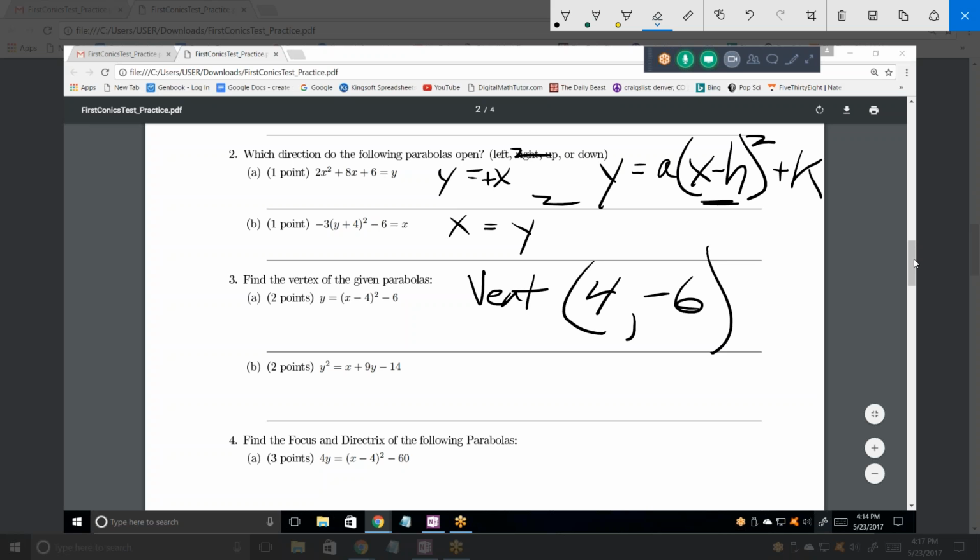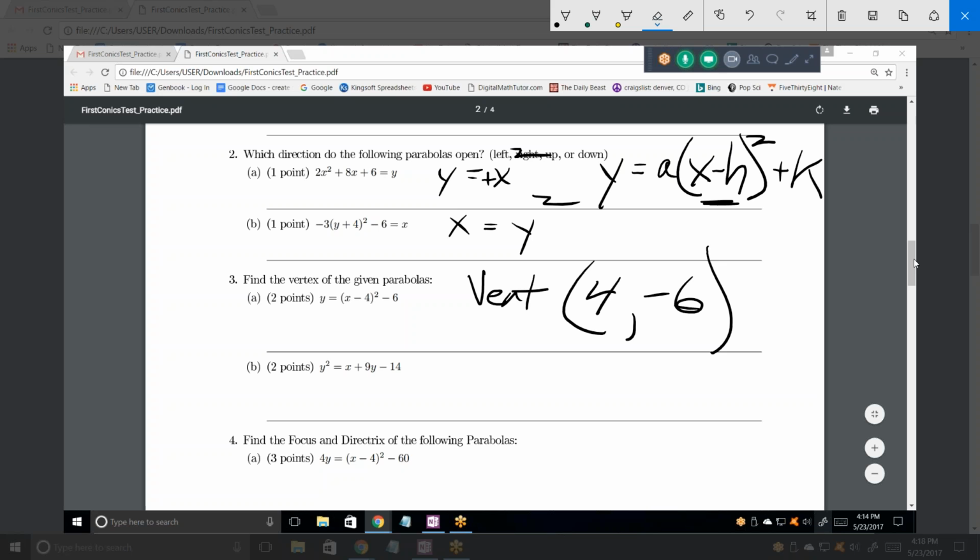Okay. So now, for B, you gotta complete the square. The next one you have to complete the square. But not only that, this is an x equals y squared one, right? So, first of all, what's my first step? Get your y terms all on the left side?